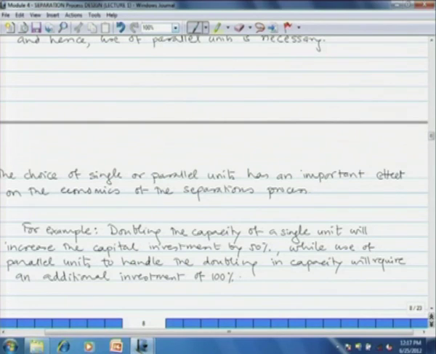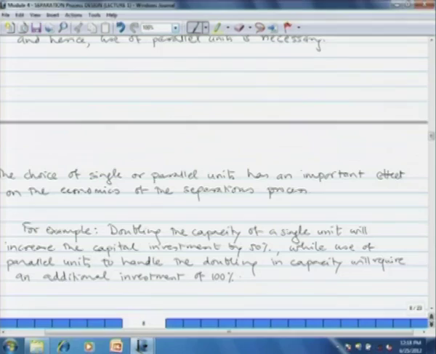Therefore, it is always better to put some equipment under standby, which means that when one equipment is under repair or maintenance, the second unit can operate and take the load of overall treatment. The choice of single or parallel units has an important effect on the economics of the separation processes. Obviously, there is a trade off here. If you split the total feed to be treated into two parts, then you will have two equipments of moderate size, but the individual cost of operation goes down.